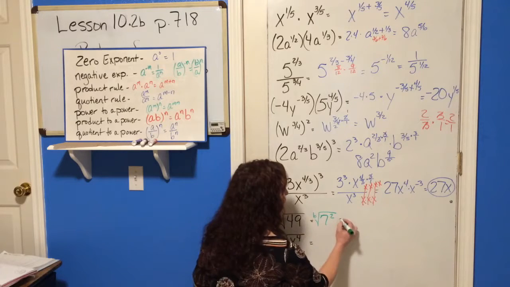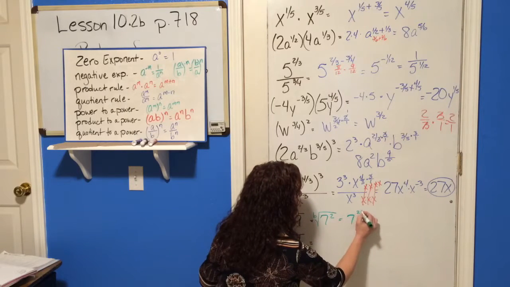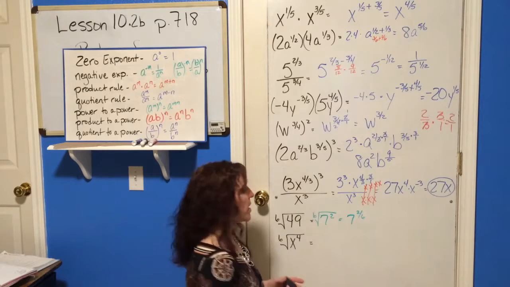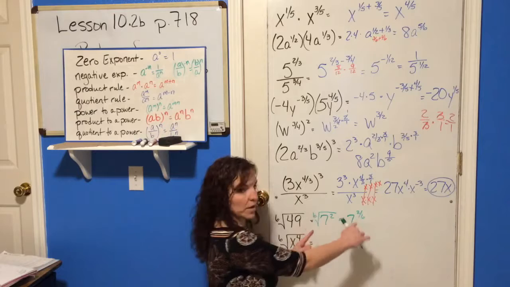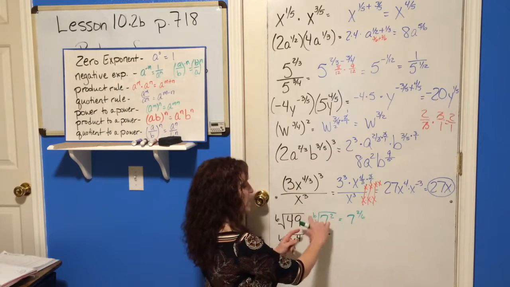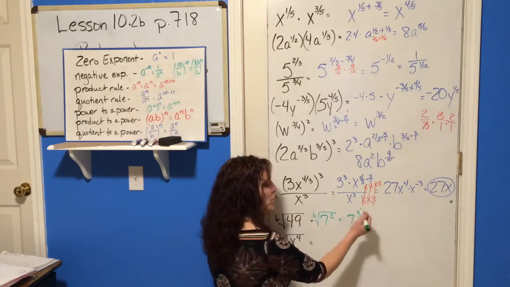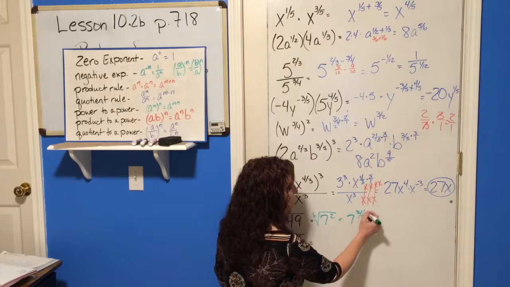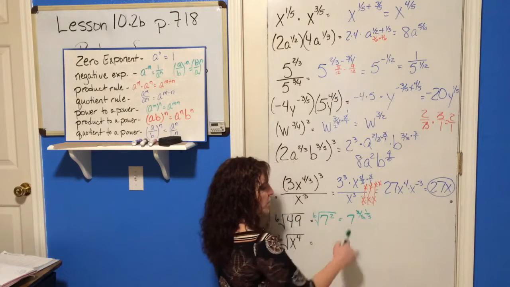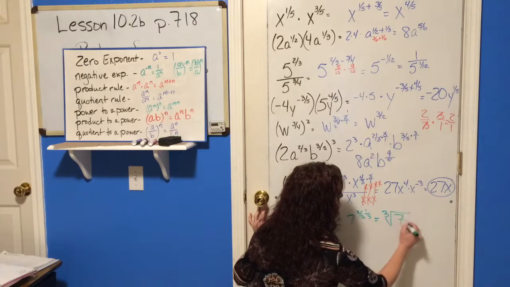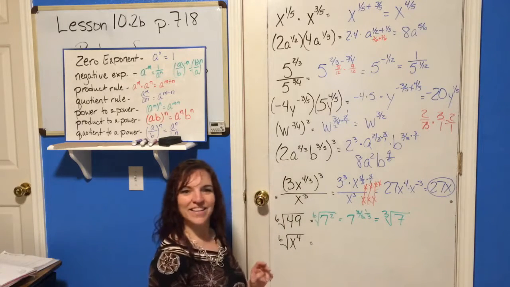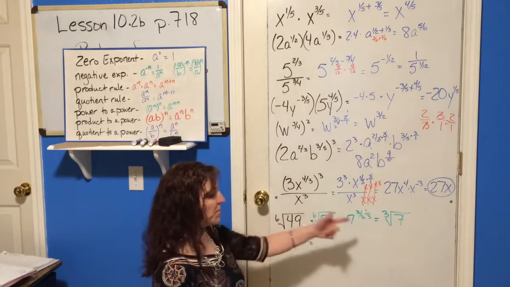Break that down as far as you can, because now you've got 7 to the 2/6 power. Do you remember that the power is your numerator, the root is your denominator? So 7 to the 2/6 power. And now this 2/6 will reduce down to 1/3. So 7 to the 1/3 power is the same as the cube root of 7. So we've reduced this down, simplified it.